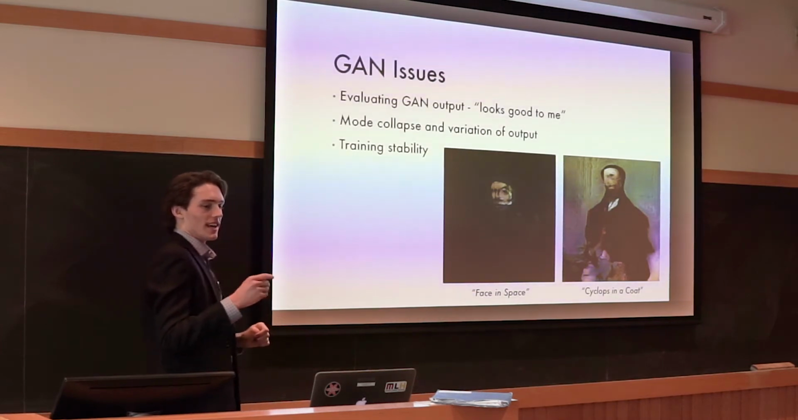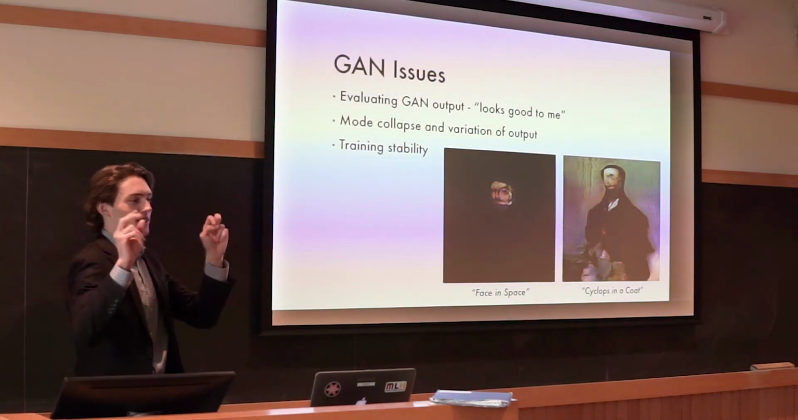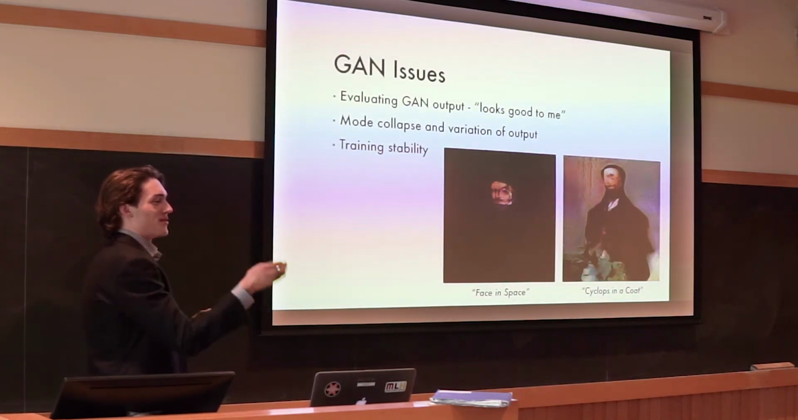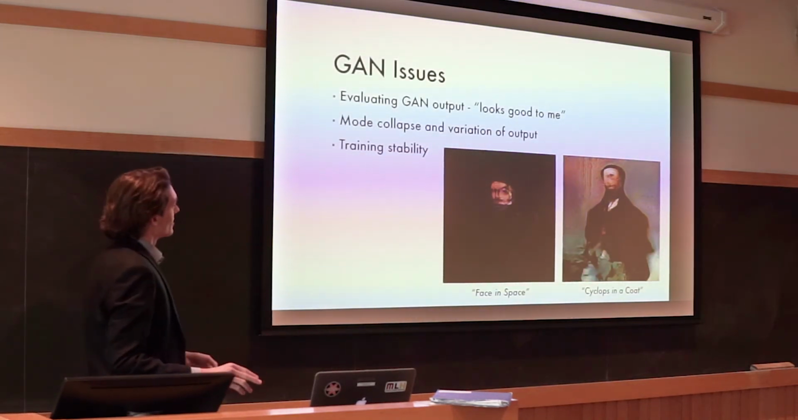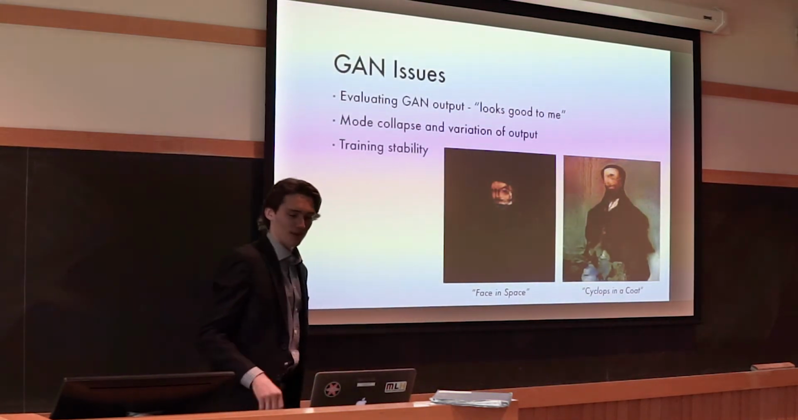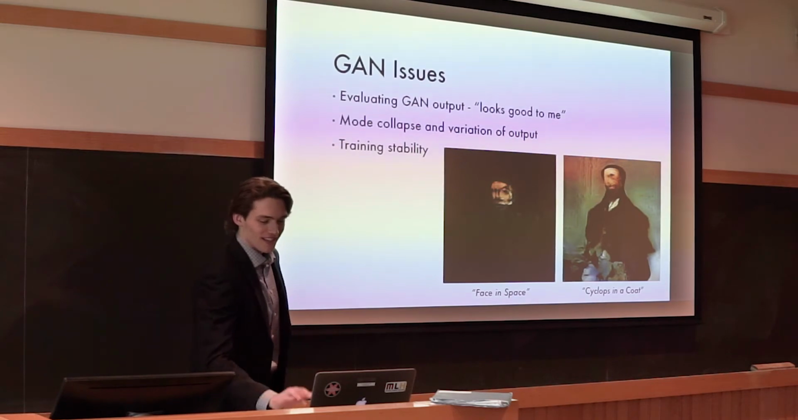Often a generator will find a winning strategy, and so what that means is it might just make 1 million of the same painting for all of the latent space. And then training stability, as you can see, it doesn't always work well and things go crazy.